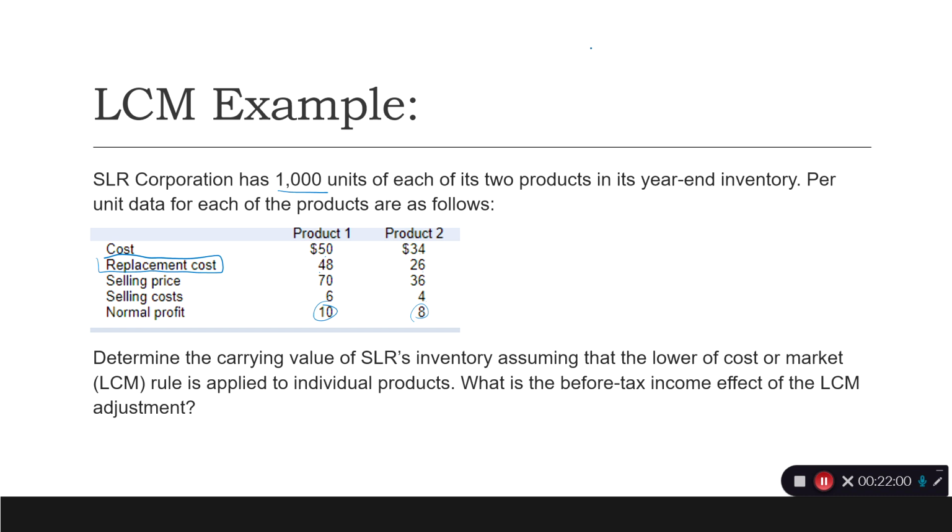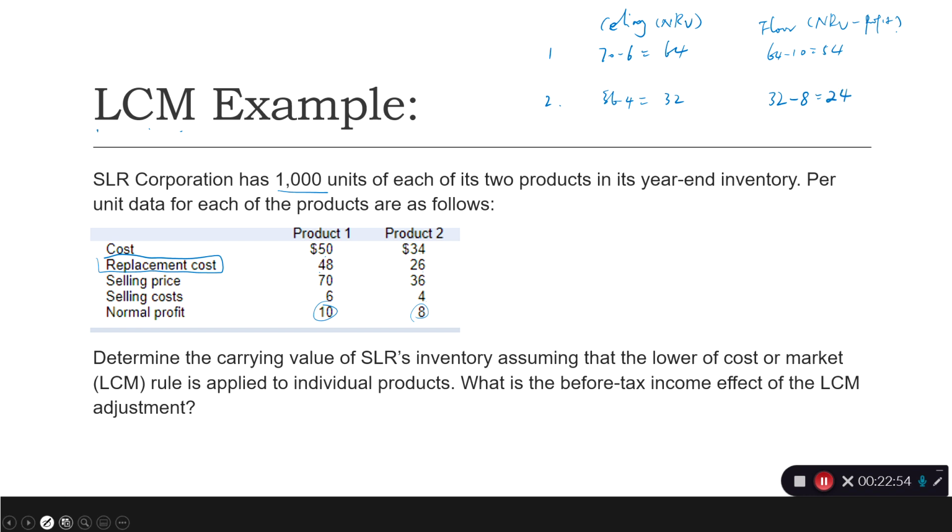So what I usually do is, if I see LCM, the first thing I will say is ceiling. I will calculate a ceiling and I will calculate a floor for product 1 and product 2. The ceiling I know is NRV, and the floor is the NRV minus the profit, right? So the NRV here for product 1 is 70 minus 6, which is 64. For product 2 it is 36 minus 4, which is 32. That is selling price minus the selling cost. The floor will be the NRV minus the profit, which is 64 minus 10, 54, and for product 2 it is 32 minus 8, which is 24.